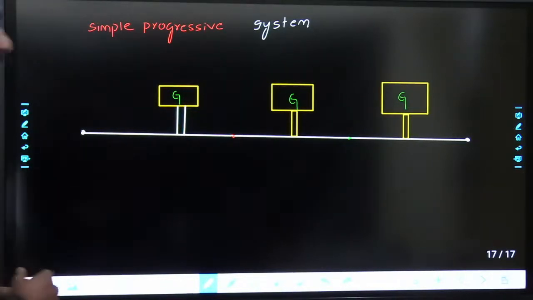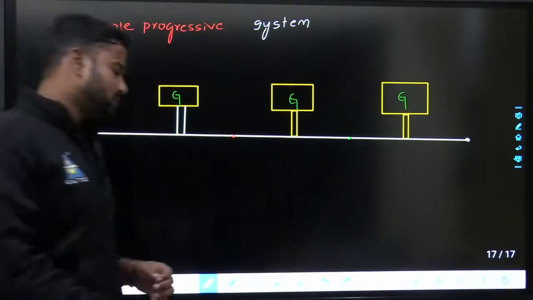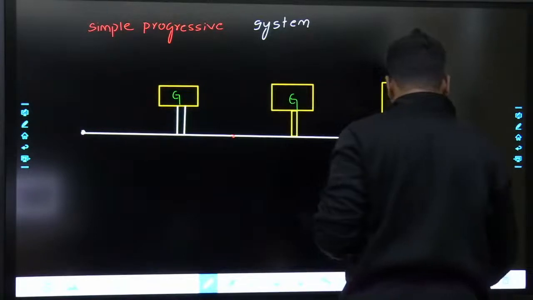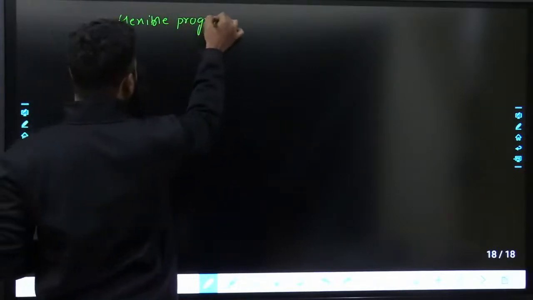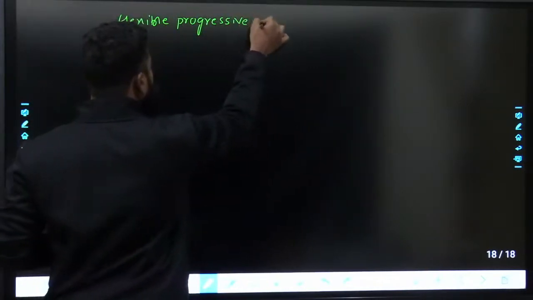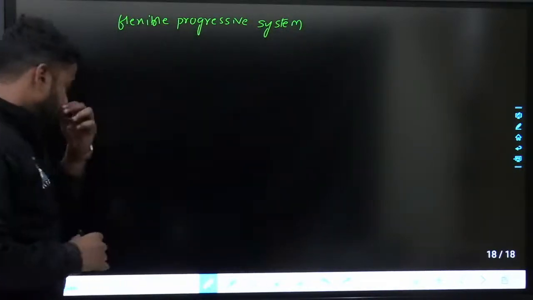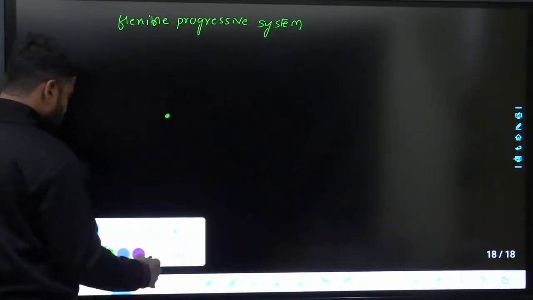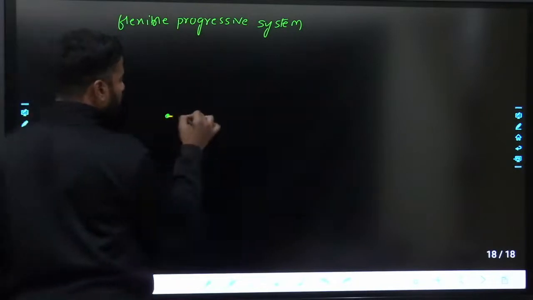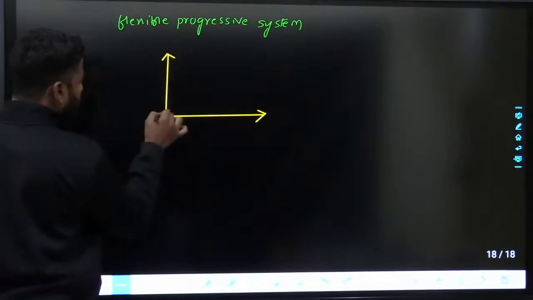Yeah, fine. Now you are asking about what? Flexible progressive system. Flexible progressive system is something which is in the research part right now. It is a type of system where a vehicle, when the light turns green, can move in north, I mean whatever direction it wants.